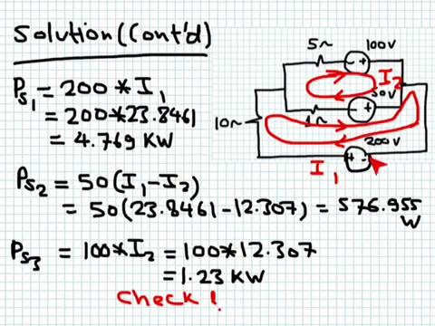Go around, this will be 200 minus 10 ohm multiplying I1 minus 5 multiplying I2 plus 100 is equal to 0. Try to verify that. I did make that check. You can also verify KCL at this node. There are many ways you can check that your answer is correct and that you don't make a mistake.